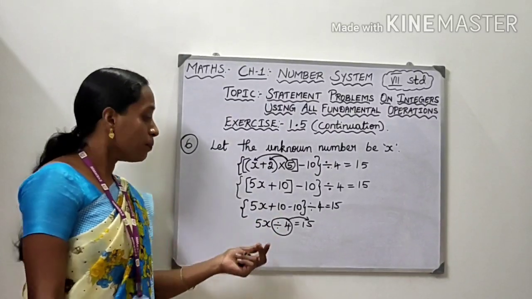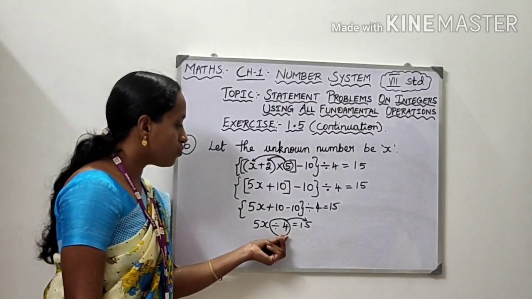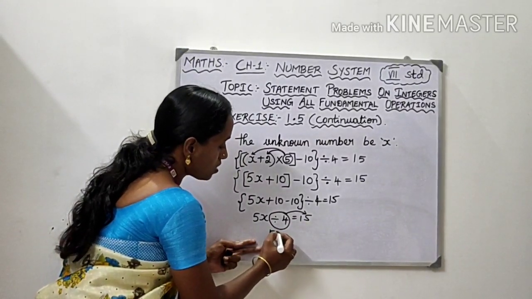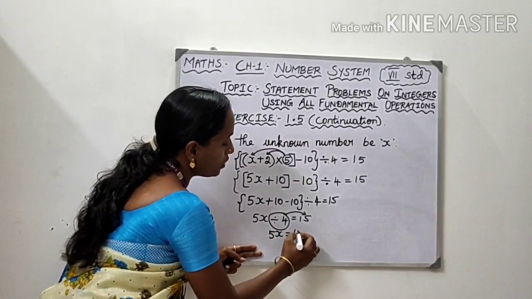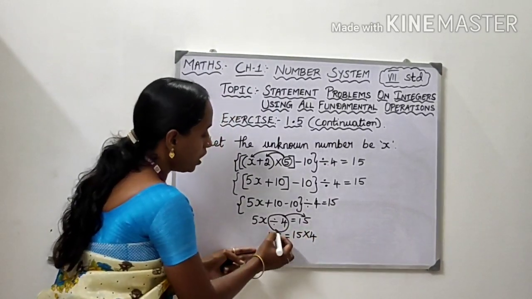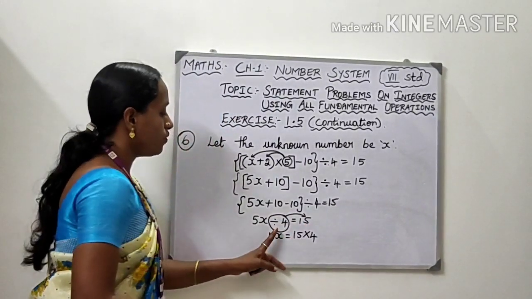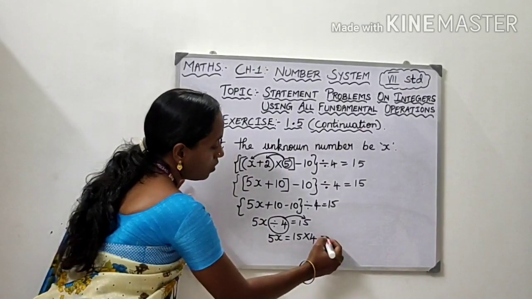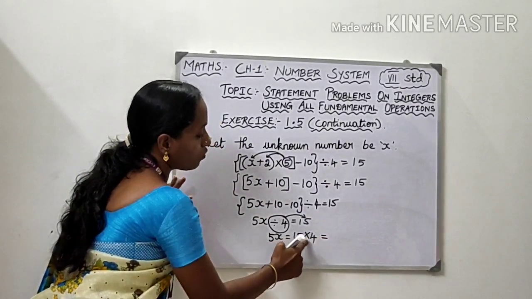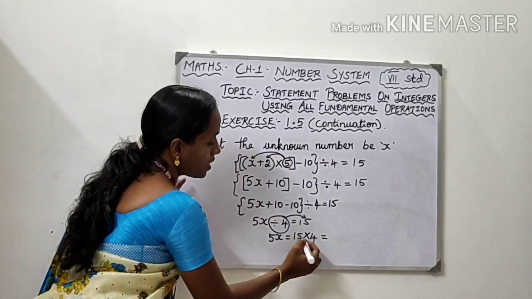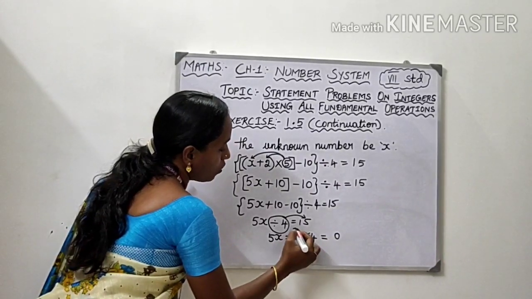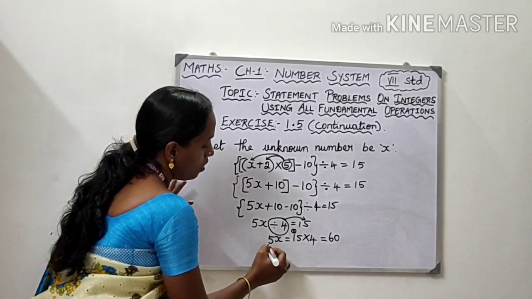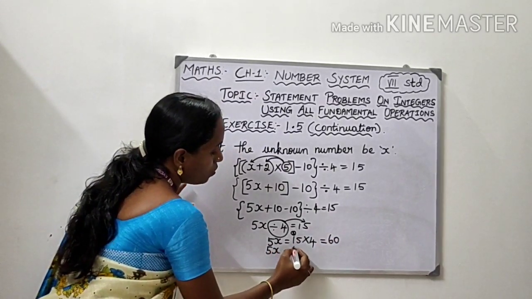Here we have the next step, 5x divided by 4 is equal to 15. We are going to write the next step, 5x is equal to 15 into 4. We are taking this 4 to the right hand side. So division symbol will become a multiplication. So now we have 5x is equal to 15 into 4. 15 into 4, when you multiply 4 5s are 20. 0 carry over 2, 4 1s are 4, 4 plus 2 is 6. Now we have 5x is equal to 60.